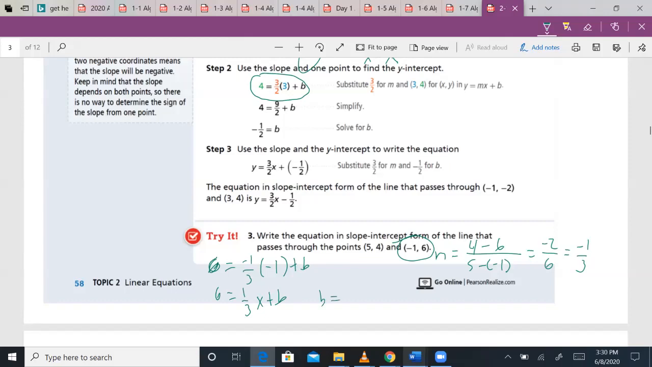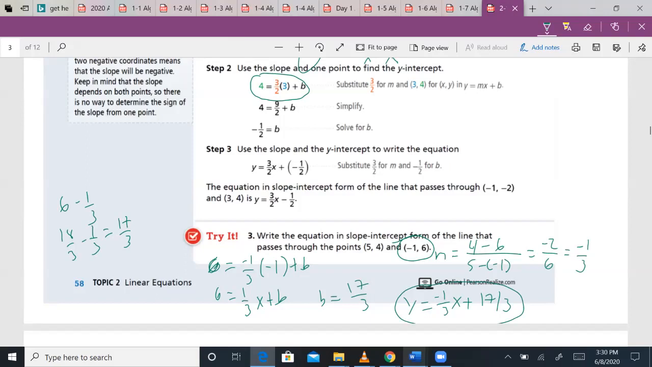When I get b by itself, let's do this. 6 minus 1 over 3. Common denominator is 3. Okay, I want to make that over 3, so that's 18. So 18 minus 1, that's going to be 17 over 3. That's going to be my b. Okay, so b is 17 over 3. Therefore, we have y equals -1 over 3x, actually not minus, plus 17 over 3. Okay, all there is to it.